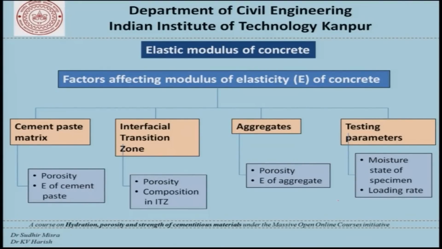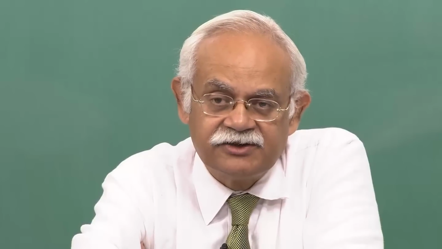Coming to the kind of factors that affect the modulus of elasticity of concrete, there is a cement paste matrix, which could be the porosity of that matrix as well as the E of the cement paste. The ITZ, the porosity and the composition of the ITZ, the aggregates themselves, which is the porosity and the elastic modulus of the aggregates themselves, and of course the testing parameters, which could be the moisture state of the specimen, the loading rate and so on. So you will recall that all these parameters are very similar to the parameters that we talked about when we were talking about the factors affecting the strength of concrete.